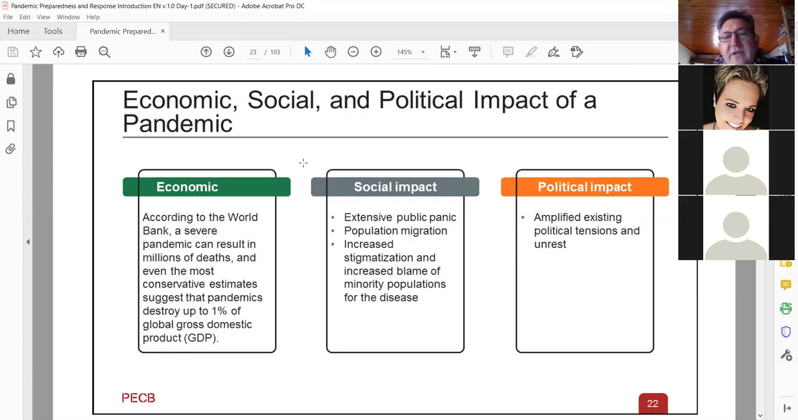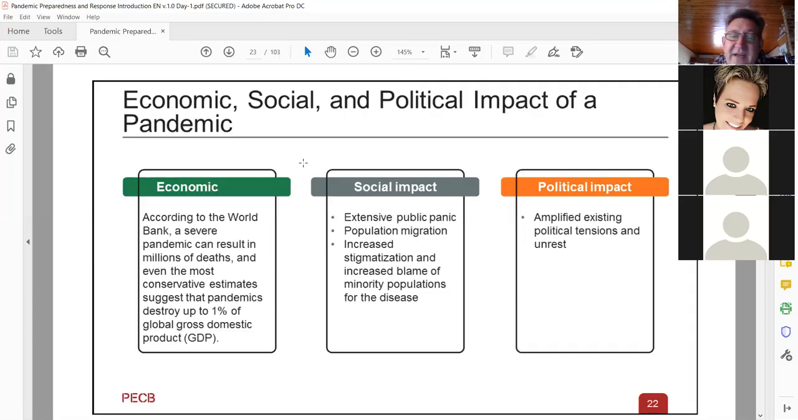So economic is, according to the World Bank, a severe pandemic can result in millions of deaths. And even the most conservative estimates suggest that pandemics destroy up to 1% of global gross domestic product, GDP. Now, if we're looking at the economic environment, just America has actually, in the first 2 months of the pandemic, lost about 45 million jobs.